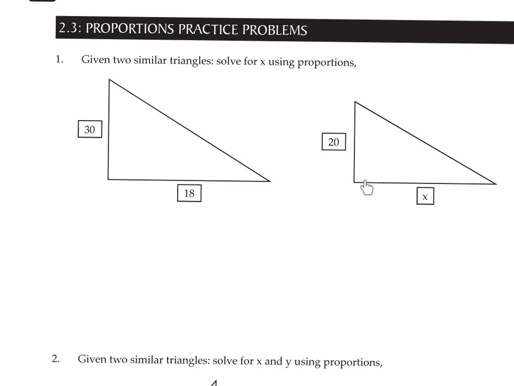So this is x here. It's the missing side here on the smaller triangle. I'm going to label these two triangles right off the bat as large and small, so we can set up our proportion as large over small. Which two sides do we know? We know the 30 and the 20. So we'll start with those.